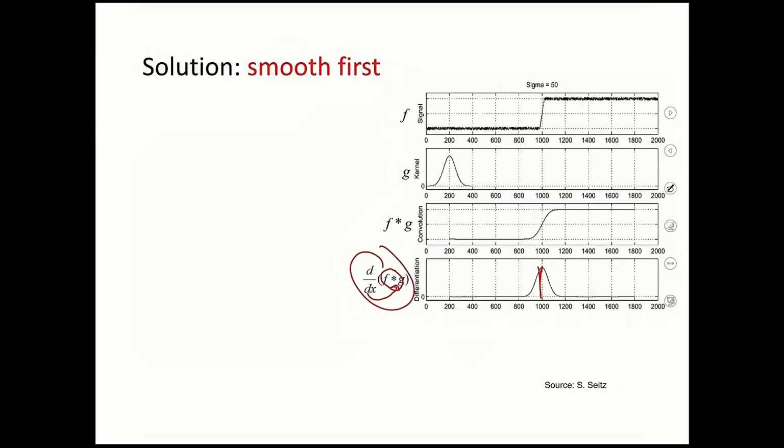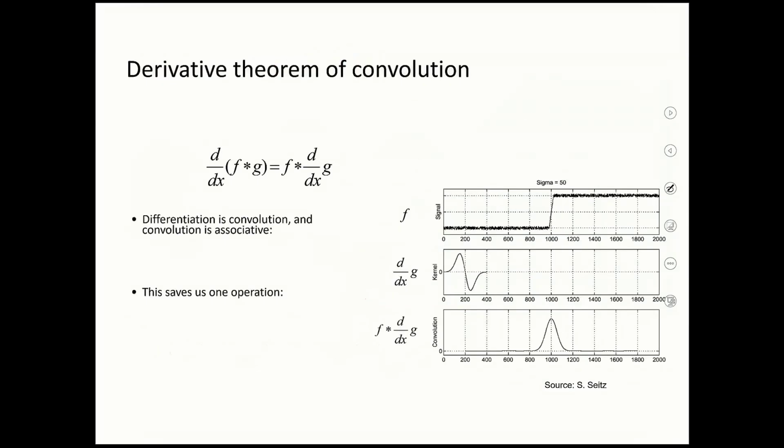So we have two convolutions that are associative. Okay, so I can change the operation. That's the reason for doing this. So I can write this and this. Differentiation is convolution and convolution is associative.